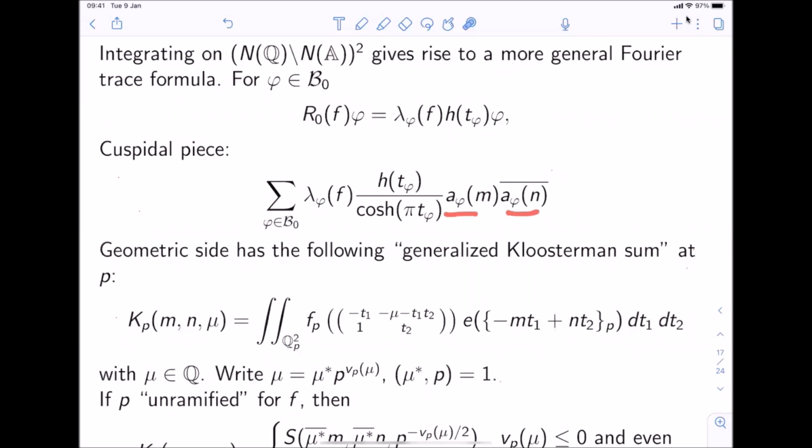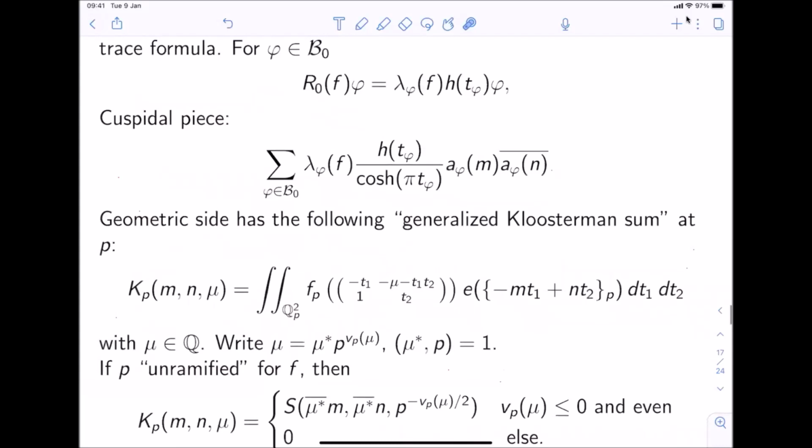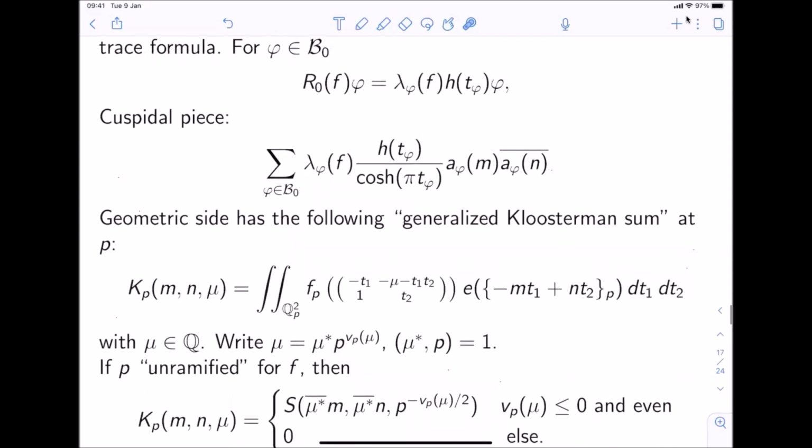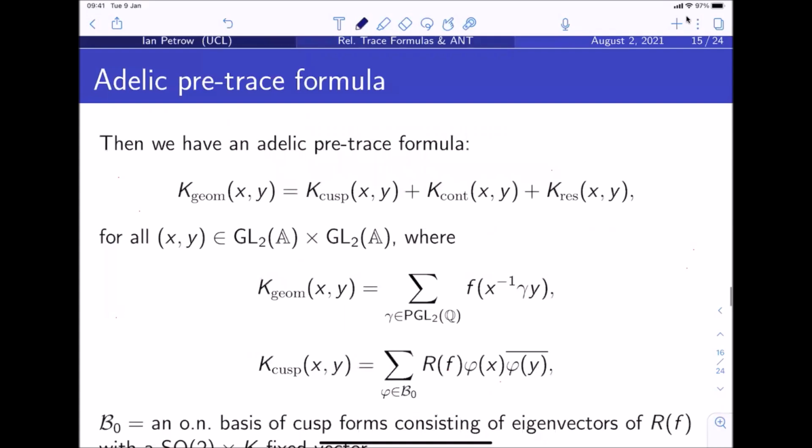I have two Fourier coefficients, which you can define just like in the classical way. This piece looks exactly like the classical Kuznetsov formula. And then I'm going to have these eigenvalues of this operator, which give me some extra flexibility now. At the same time, the geometric side of this Fourier trace formula has this sort of generalized Kloosterman sum at P. So it equals this double p-adic integral. Oh, I should mention for all this, I'm following work of Knightly and Li for this presentation.